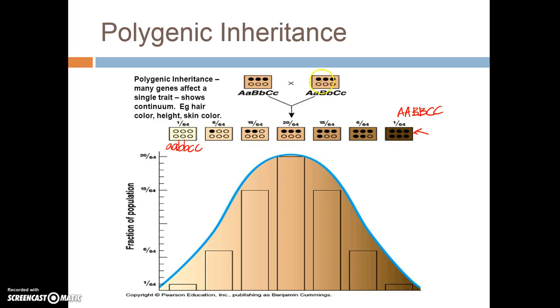So it's possible for two medium skin tone people to have a really dark child or a really light child. You've probably seen that before. Sometimes fraternal twins are born with two different skin tones, possibly different from their parents. But most of the time you're going to end up with these medium skin tones, okay?